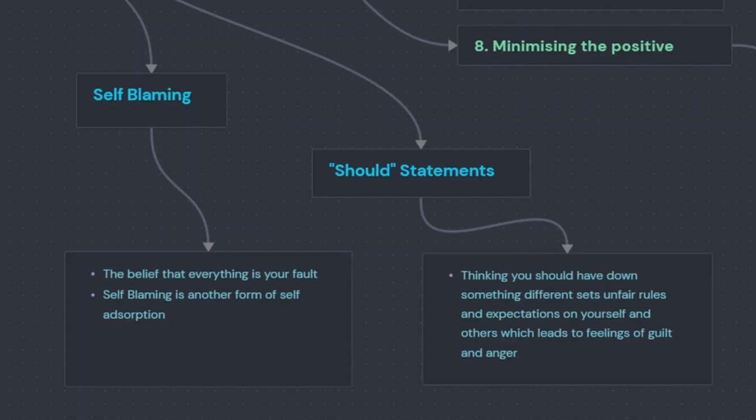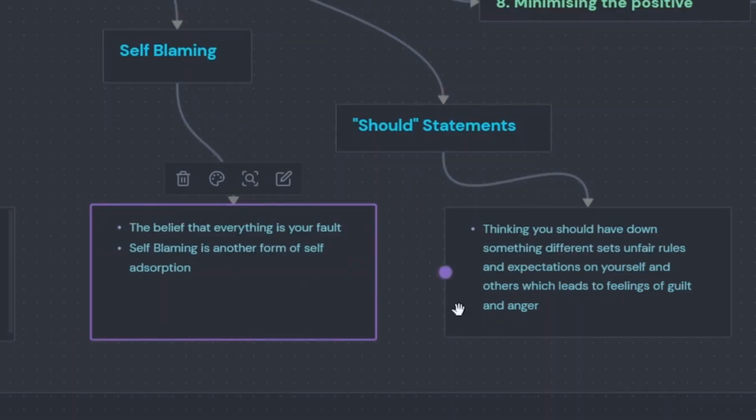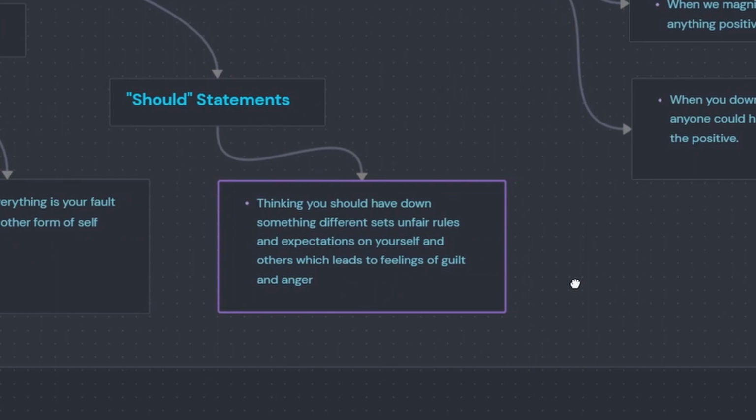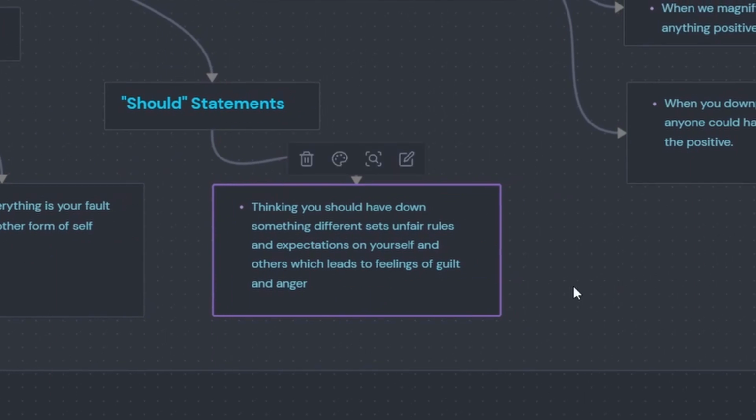Self-blaming: the belief that everything is your fault. Self-blaming is another form of self-absorption. Should statements: thinking you should have done something different sets unfair rules and expectations on yourself and others, which leads to feelings of guilt and anger.